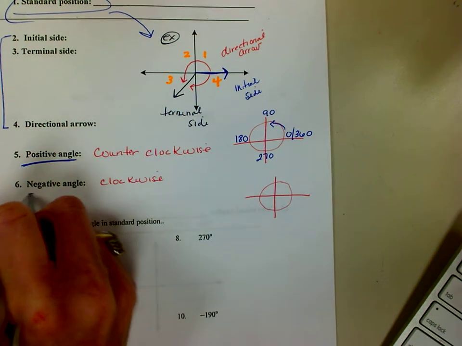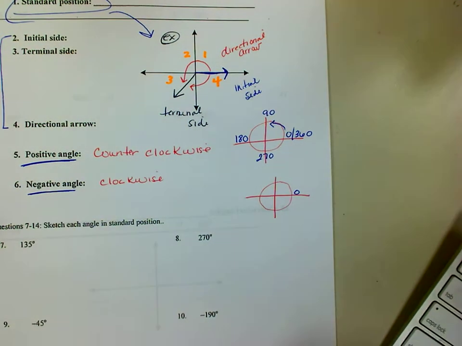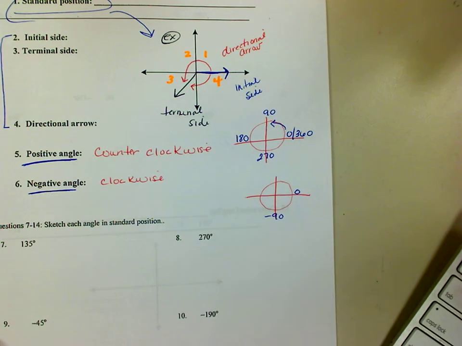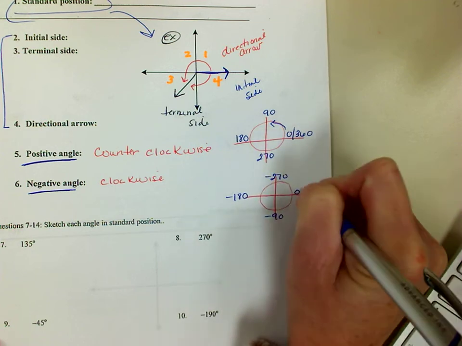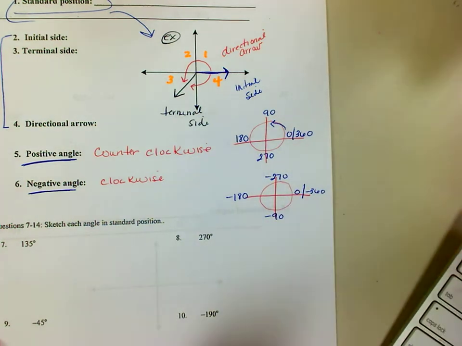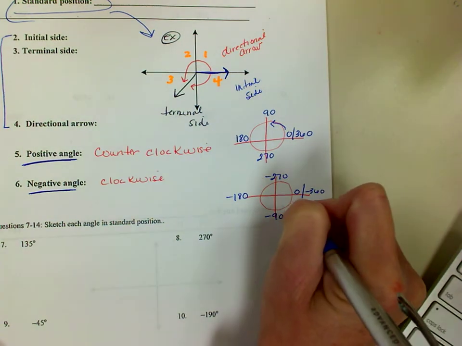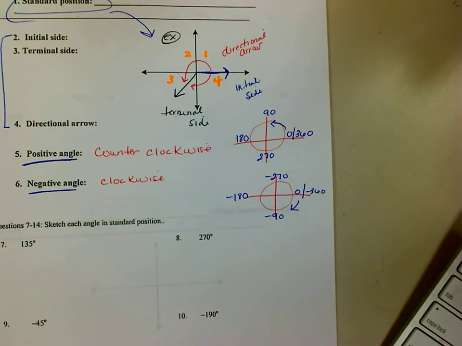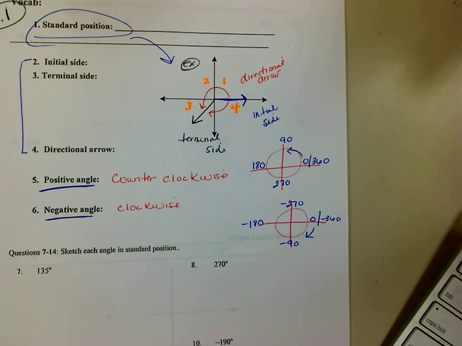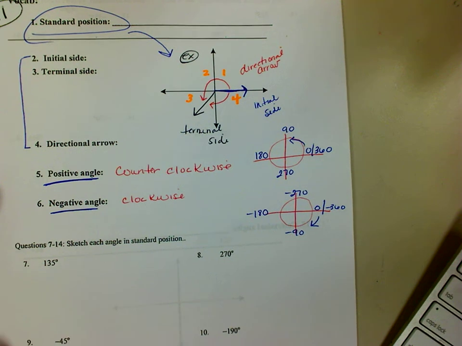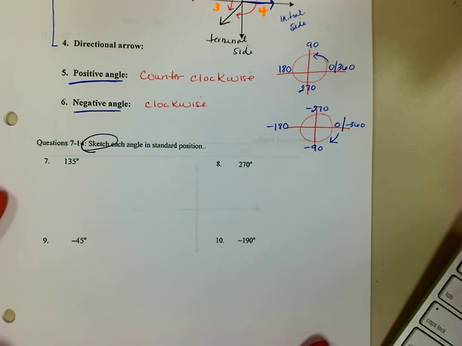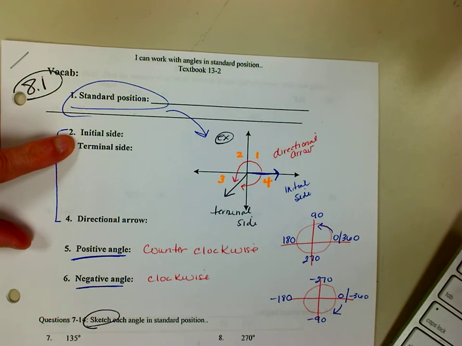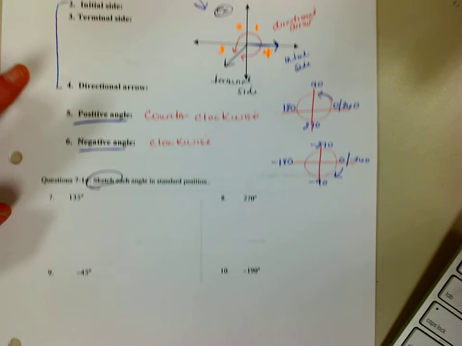If I have a negative angle, then I want to go clockwise. So this would be 0. This would be negative 90 down there. Negative 180. Negative 270. And then back around to negative 360. So I'm going clockwise. Okay, so after we went through all this, we're going to sketch an angle in standard position. And I'm going to be looking for three things: the initial side, the terminal side, and the directional arrow.